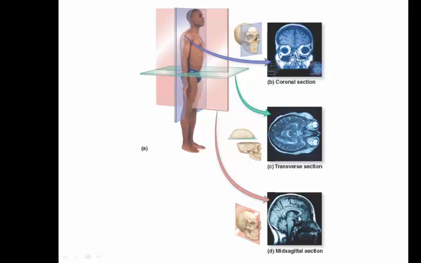And here we have a mid-sagittal or median section taken right through the middle of the skull, dividing it into left and right halves. And again, you can see the appearance of structures in the brain changes completely when we section it in this way.